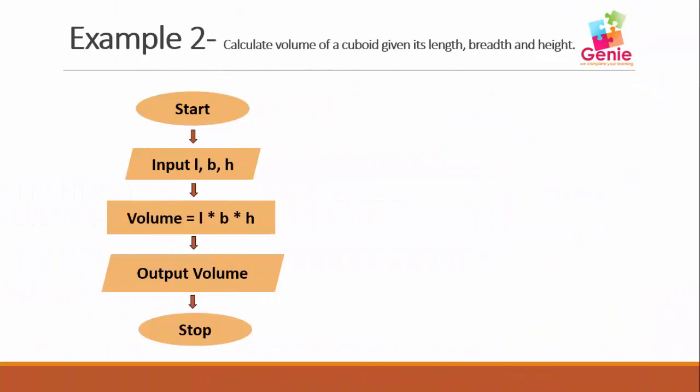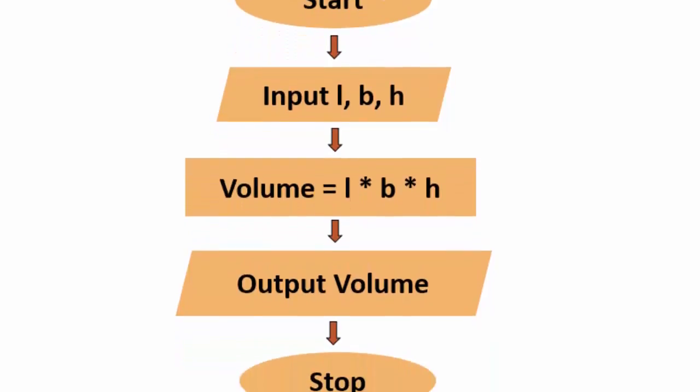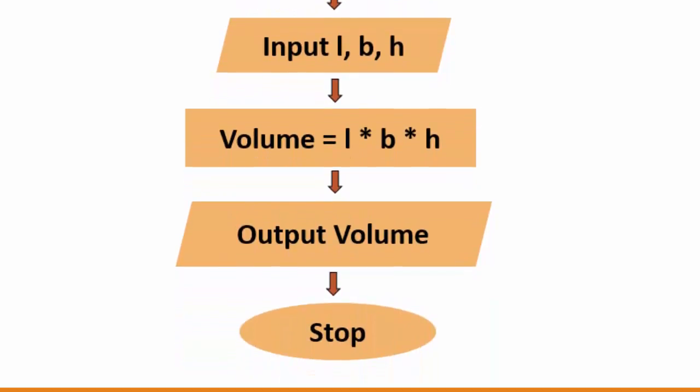Well, this flowchart calculates the volume of a cuboid. The volume of a cuboid is length times breadth times height. So the user inputs the length, breadth and height of a cuboid, which get stored in the variables L, B and H. The next step would be the calculation of volume, which is a processing part, so written in a rectangle. The volume of a cuboid is length times breadth times height. And the next step would be to output the volume, which is written in a parallelogram, and the flowchart comes to a stop.